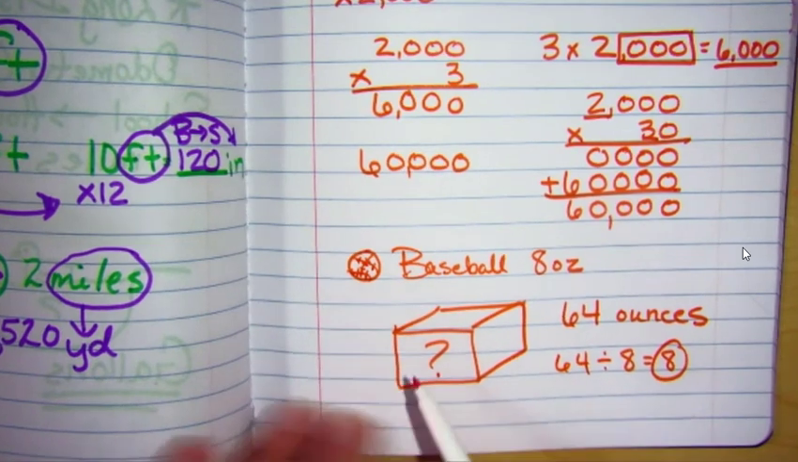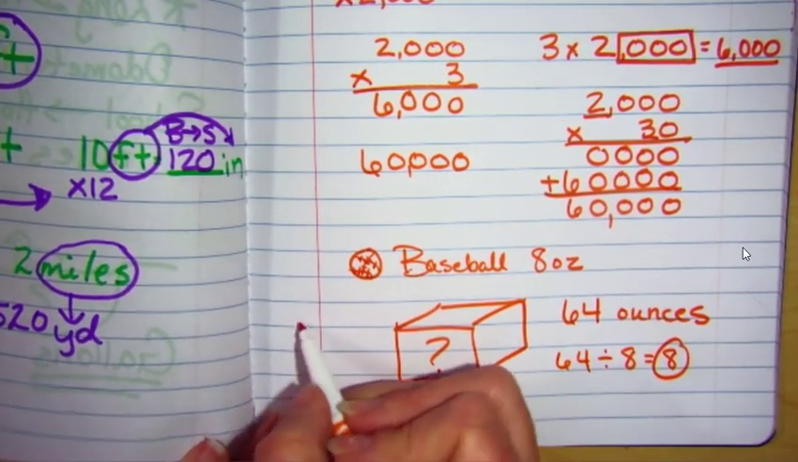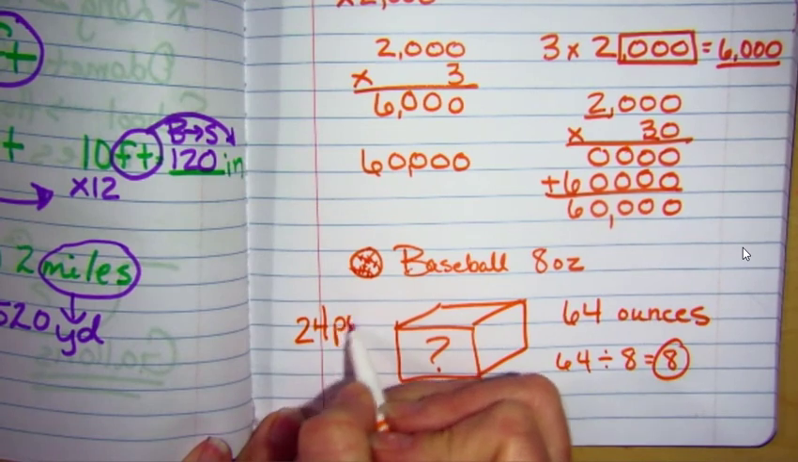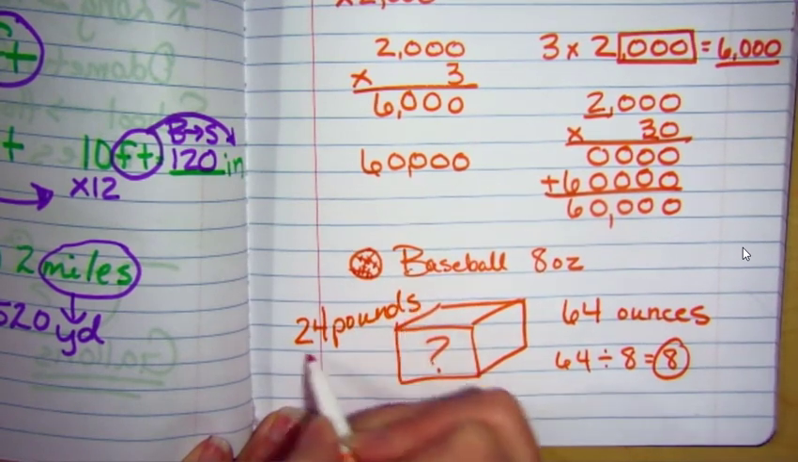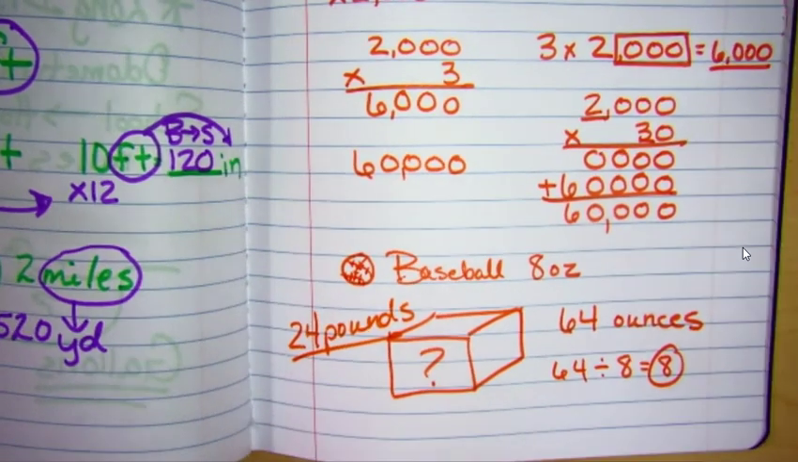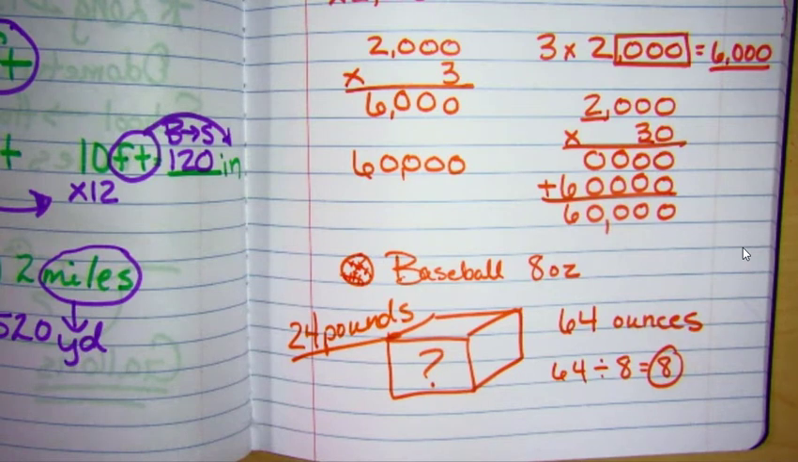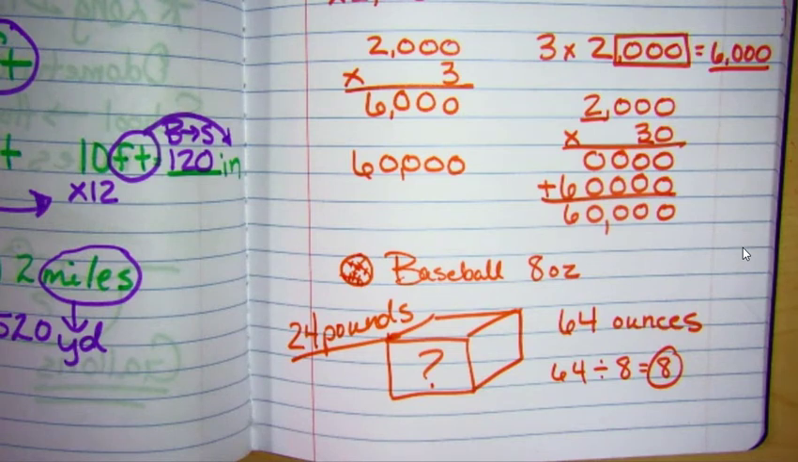Sometimes it'll tell you that this box is 24 pounds. If I told you that box is now 24 pounds and I say, how many baseballs in the box, what would you have to do to solve this problem? Riley, what would you do first? 24 divided by 8? No, that's not going to get you down the right path. Think about it again. Miles, what would you do? 24 times 8. You just made 8 boxes of baseballs.